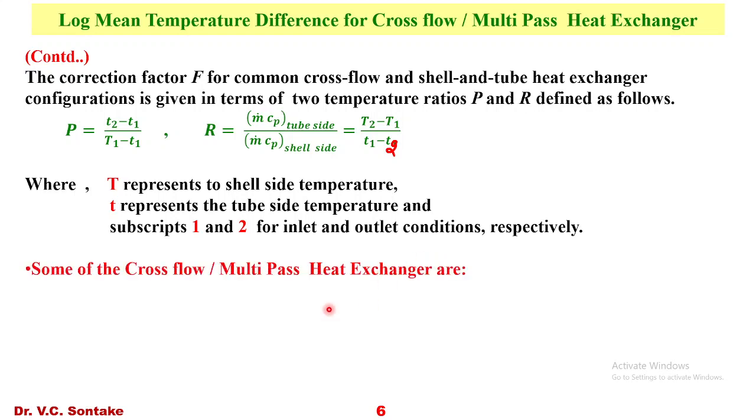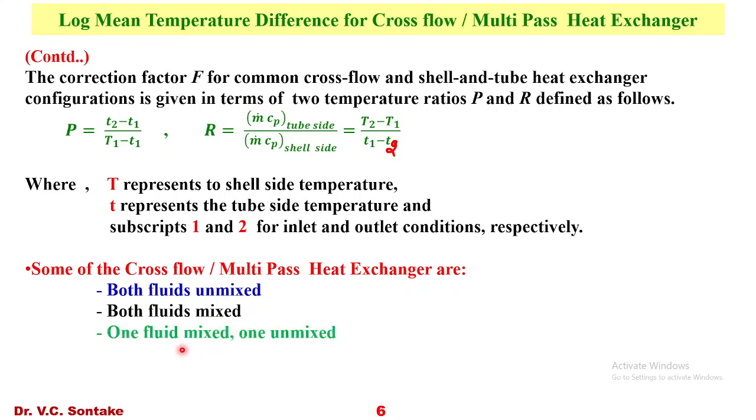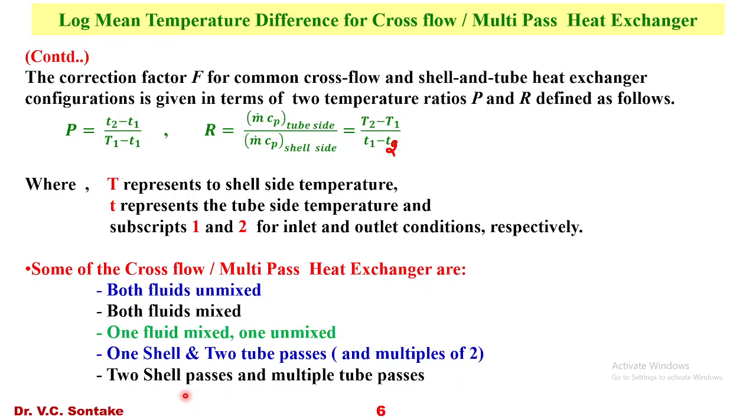Now some of the different types of cross flow or multi-pass heat exchangers are: when both the fluids are unmixed, when both the fluids are mixed, when one fluid is mixed and another is unmixed, one shell and two tube passes and multiples of 2, and 2 shell passes and multiple tube passes. So all these are possible types of cross flow or multi-pass heat exchangers.